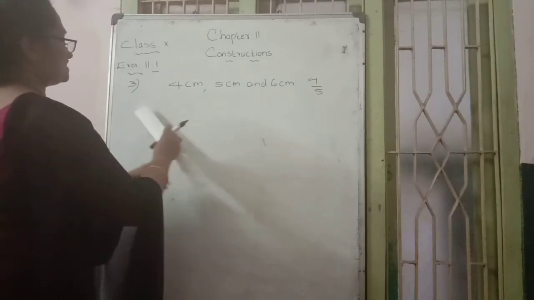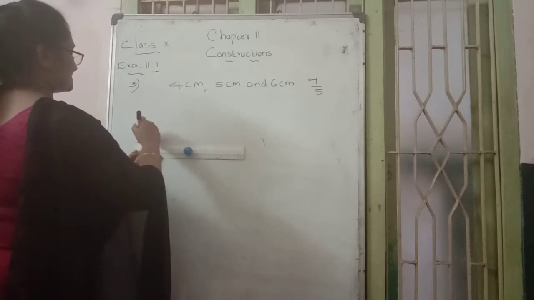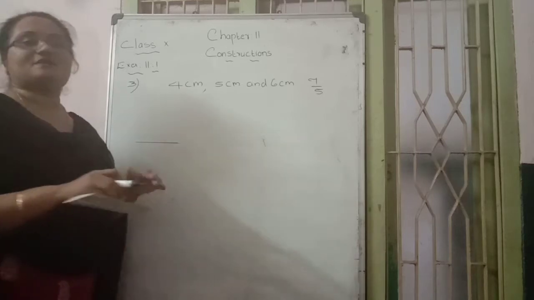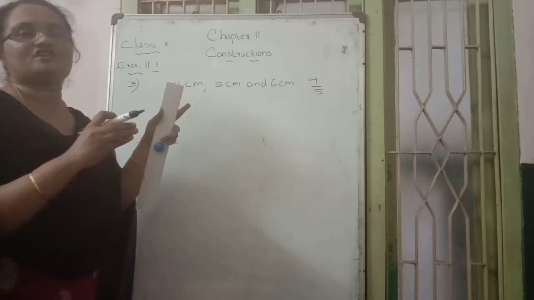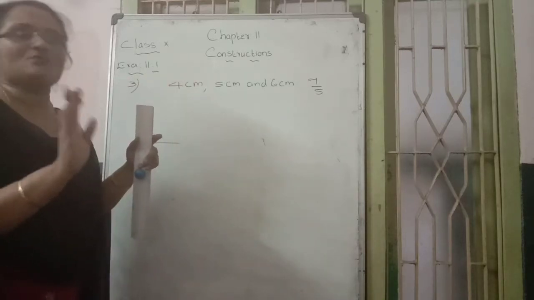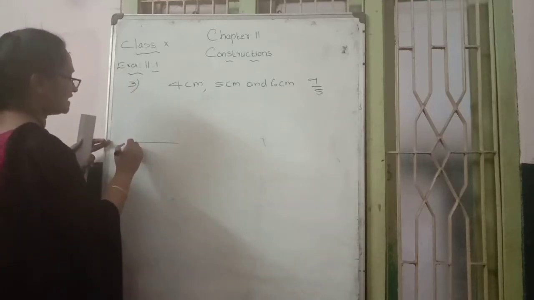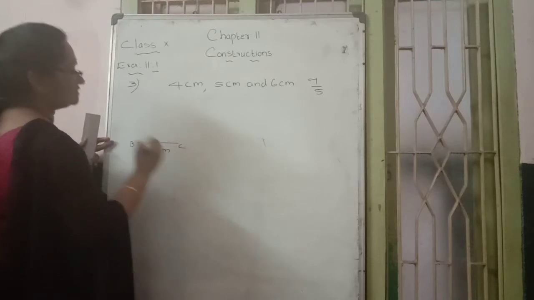So you start with 6 centimeter. Take 6 centimeter on your scale. Usually the base part we name as BC and the top point we name as A. That's why the triangle name is not mentioned here; we only give triangle ABC. So mark the BC part here, 6 centimeter.